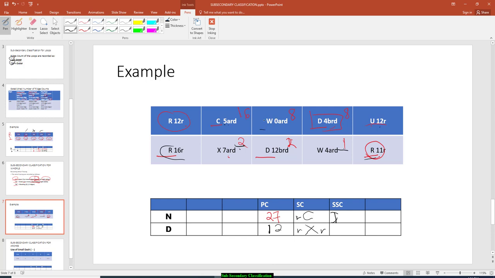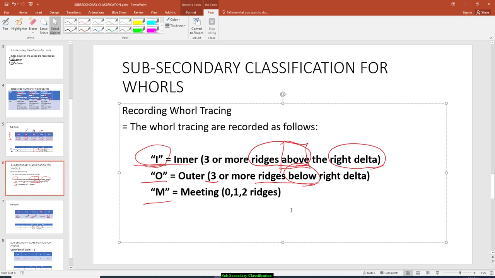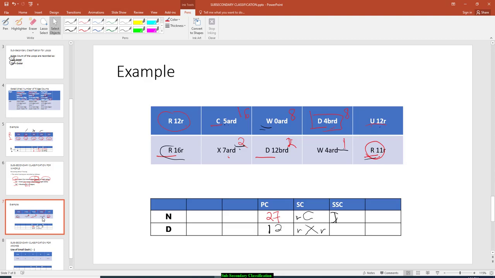The next one, this one. Okay. So it is 0 ridge above right delta. So it will be, let us go back. If it is 0 ridge, 0, 1, 2 ridges, it will be meeting. It doesn't matter whether it is below or above, for as long as the bracket of the ridges belongs here. So let us go back. So this will be 0 ridge, so it will be capital letter M, which means meeting.